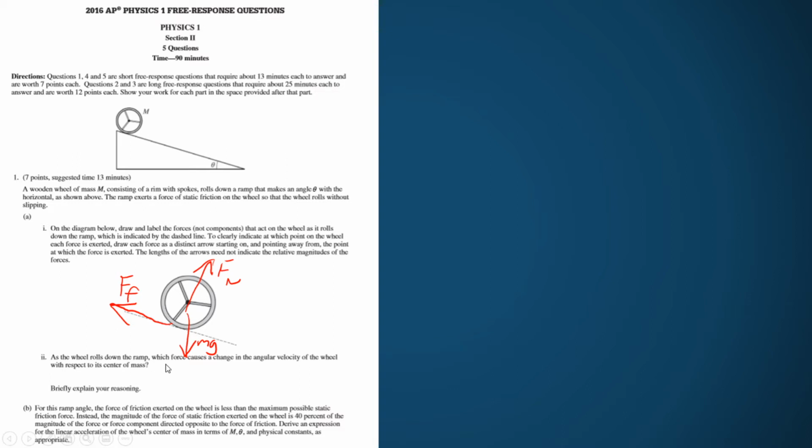Then, as the wheel rolls down the ramp, what force will cause a change in the angular velocity with respect to the center of mass, and then briefly explain. Friction. Okay, friction, you're right. Why? Because if there is friction, then the wheel will rotate without slipping. Wait, and then how do I explain it? So, and then we know omega is v over R.